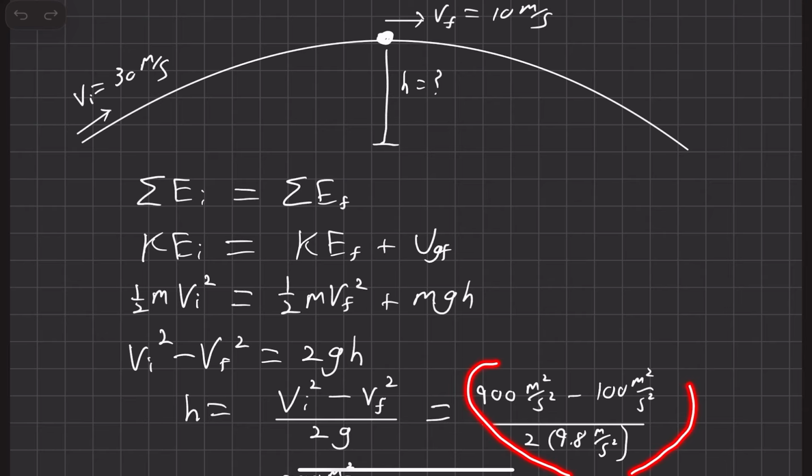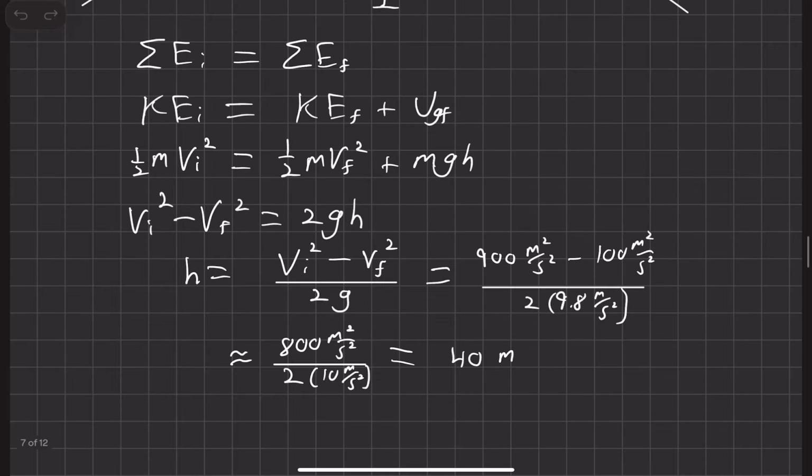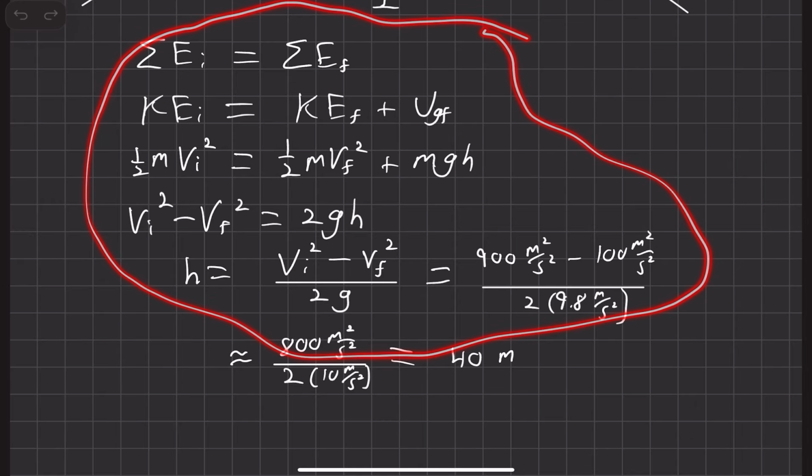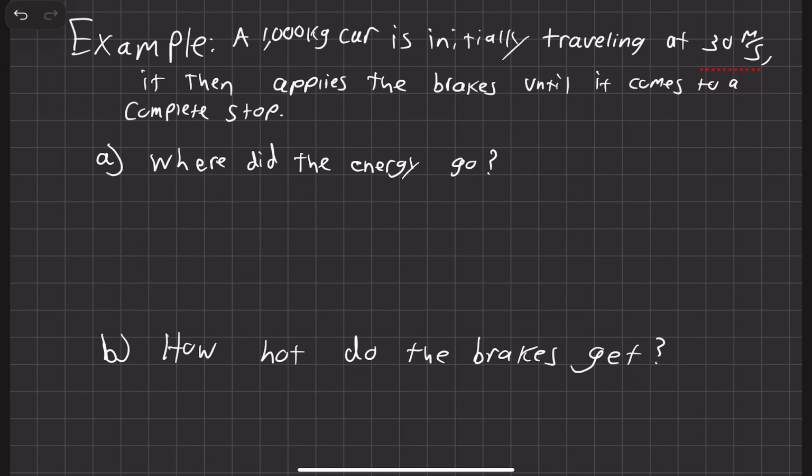What we get is 900 minus 100 divided by essentially 2 times 10. And so in the end, if we do some approximations like that, using 10 meters per second squared instead of 9.8, we get about 40 meters. Overall, this process, I think personally, is much easier than using kinematics equations to solve the same problem. Let's take a look at another problem.